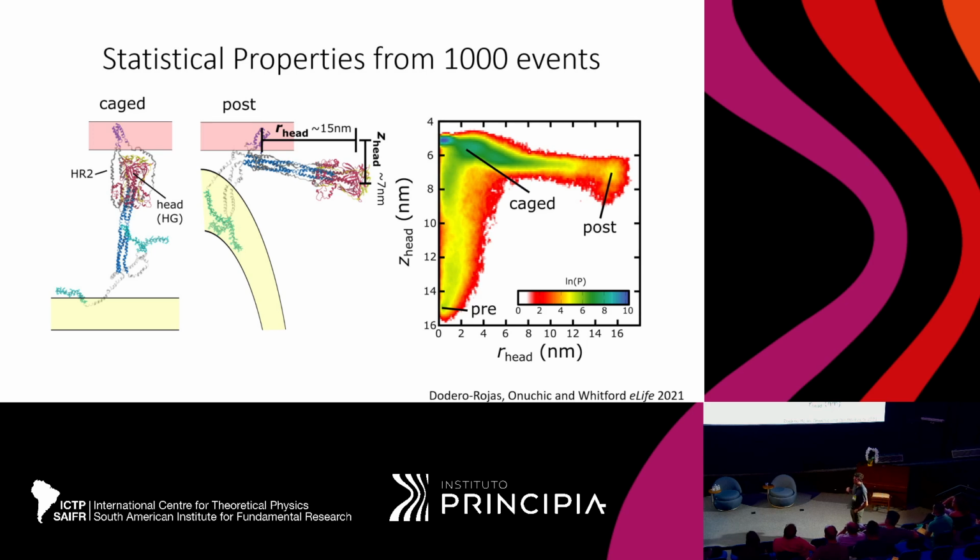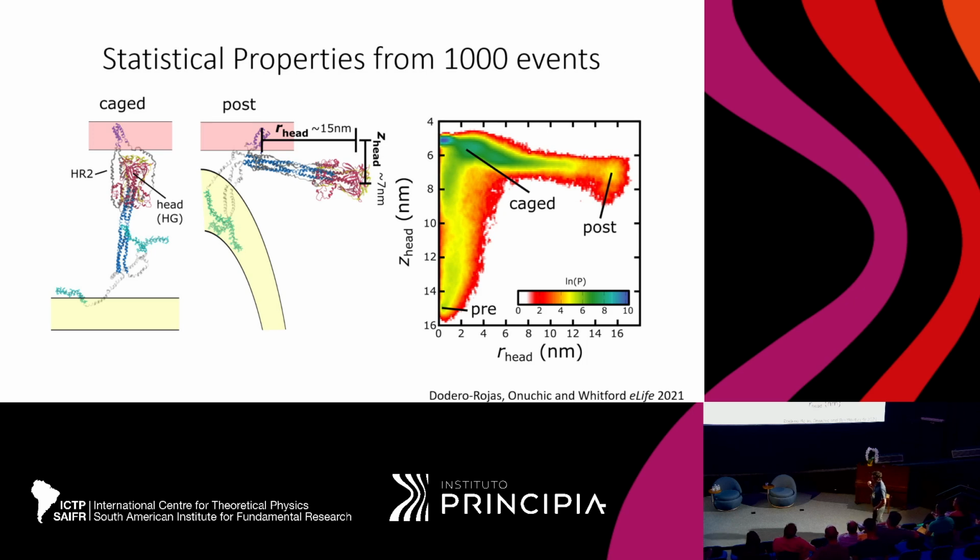So the way we described our trajectories, at least at this point, was we said, how far is this head domain from the viral membrane? And we called that Z head. And then we said, how far has that head moved relative to the transmembrane region? So laterally, how far? And we call that R head. And so here is a probability distribution. It's not a free energy, but we can at least detect signatures of these intermediates still.